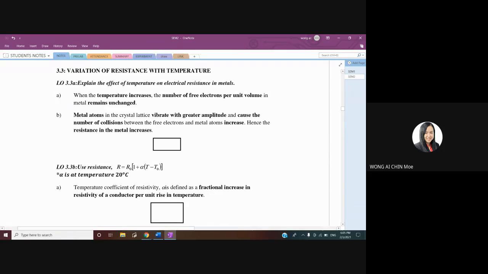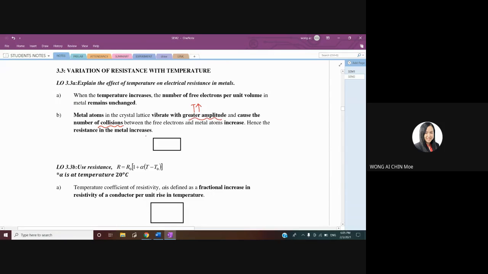When the temperature increases, the number of free electrons per unit volume in the metal remains unchanged. Metal atoms in a crystal lattice vibrate with a greater amplitude. Why do they vibrate with greater amplitude? Because the temperature is increased, they receive energy, which causes the collisions between the free electrons and the metal atoms to increase. Therefore, the resistor in the metal also will increase.